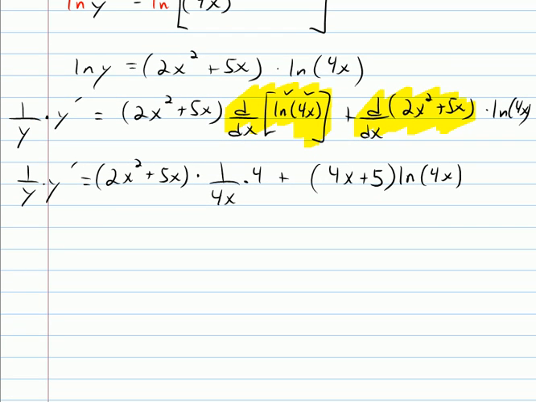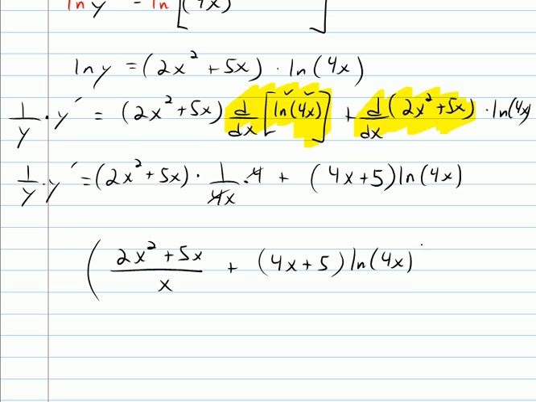Clean it up, multiply both sides by y. So 4 over 4x, that's just 1 over x. So on the left side you got 2x squared plus 5x over x. That could be cleaned up more. Plus 4x plus 5 times the natural log of 4x. And you got y prime equals that times y.